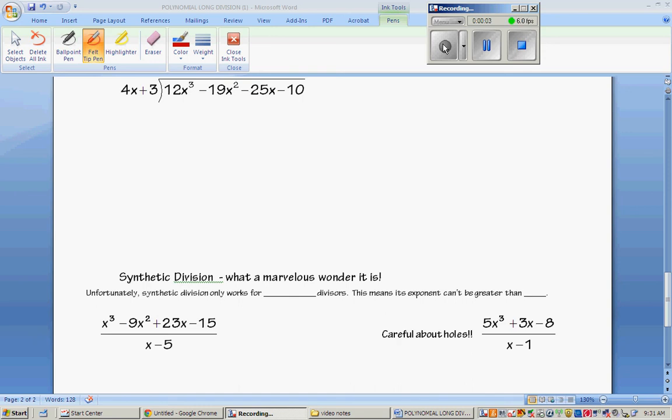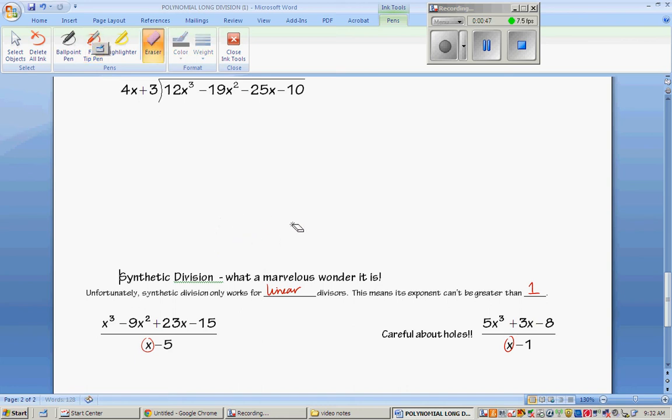Synthetic division is a wonderfully quick way to divide polynomials, but the reason we don't start off learning it is because it only works some of the time. Synthetic division only works for linear divisors. What this means is that the exponent can't be greater than 1. So if you look here, this is just a term of x to the 1. If you had a big long polynomial and it was being divided by x squared minus 2x, this x squared is a quadratic. It is not linear, and so therefore it would not be eligible for synthetic division.